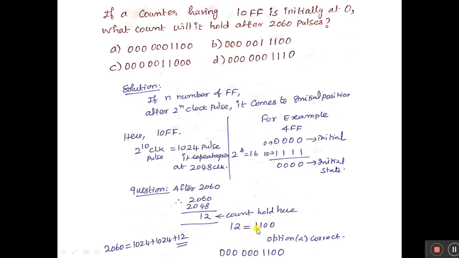So 12 means 1100. So from the options, option A is correct. That is 0000001100. So the 2060 can be split as 1024 plus 1024 plus 12. So the 12 is 1100. Option A is correct.